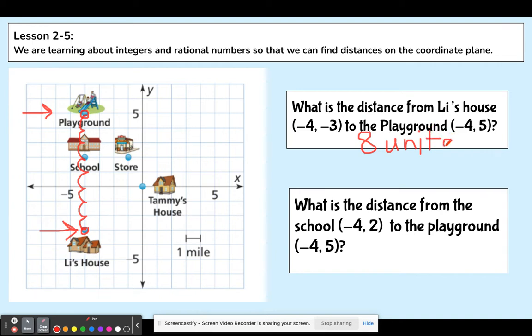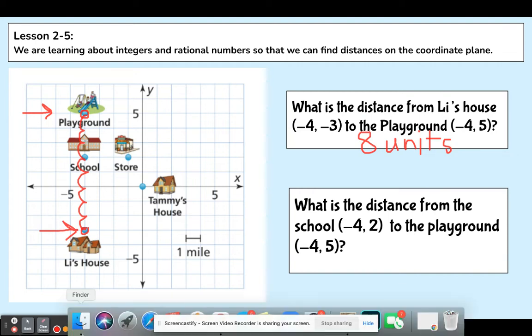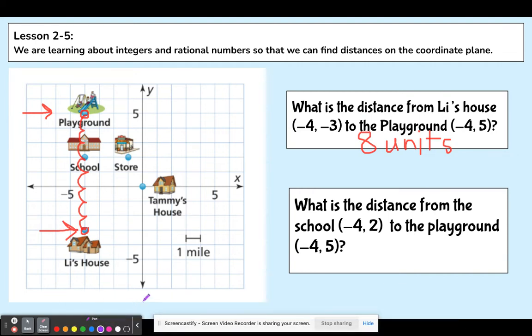Just to make sure we understand this, let's do one more. Okay, now it wants me to go from the school. I gotta find the school. Oh, the school's right here. Okay, it wants me to go from the school to the playground. Oh, this is getting messy, but I can do it. So from the school to the playground, hop with me. We have 1, 2, 3.